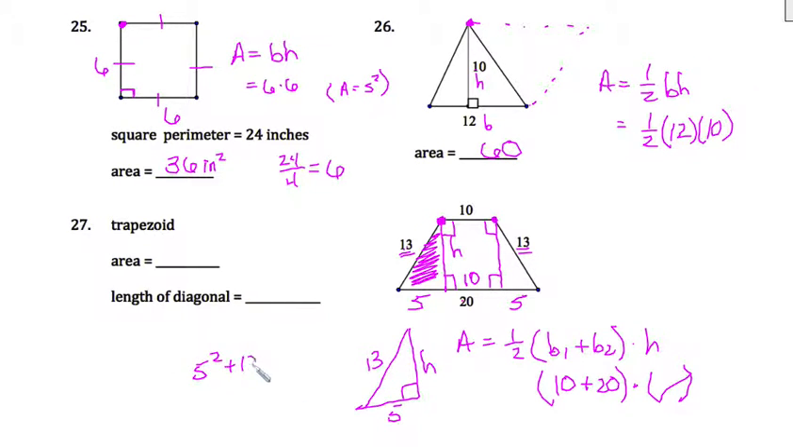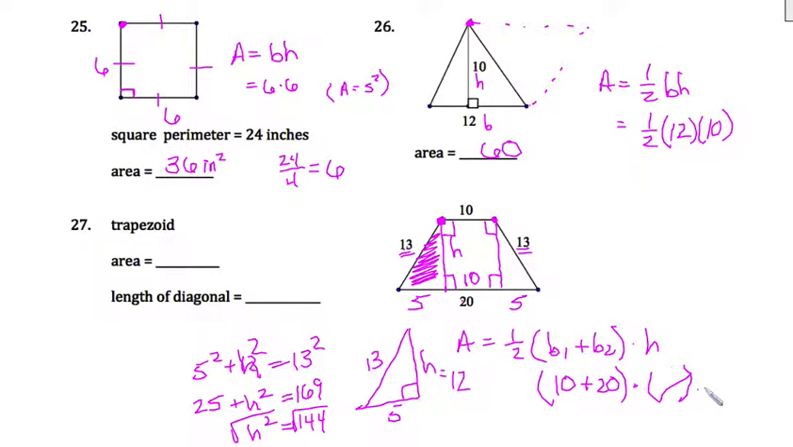5 squared plus the height squared should equal 13 squared. I started to write 12 because that's the answer. It's a 5, 12, 13 if you know your Pythagorean triples. So 25 plus the height squared equals 169. So the height squared, when I subtract the 25, is 144, which is going to give me, when I square root, the height being 12.